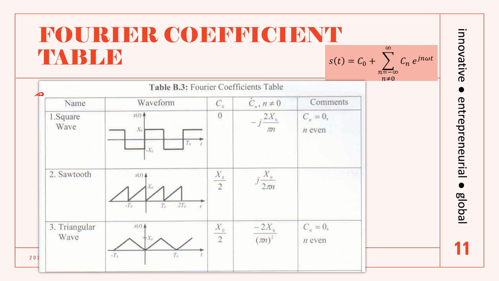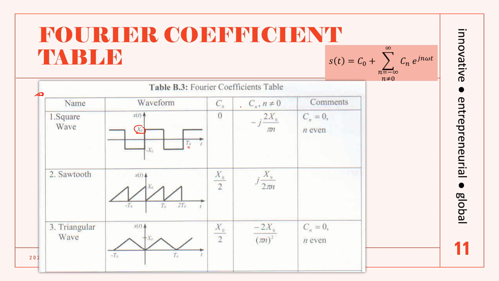In the Fourier coefficient table, the first type is the square wave. You need to know the components x naught and T naught. X naught is the value of the amplitude of the signal, and T naught is the period of that particular signal.